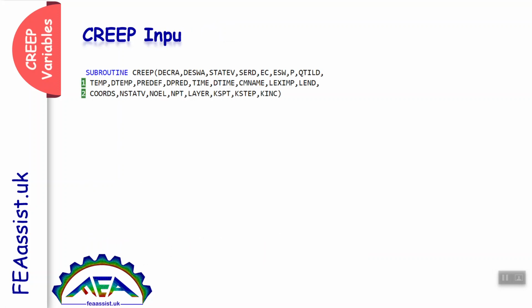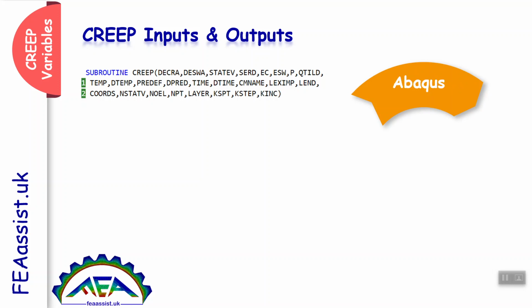Creep variables. The creep subroutine has some variables, some inputs and some outputs. Some of these variables are inputs from Abaqus, and in the creep subroutine, we do some calculations on them, we process them, and we return the new values to Abaqus.